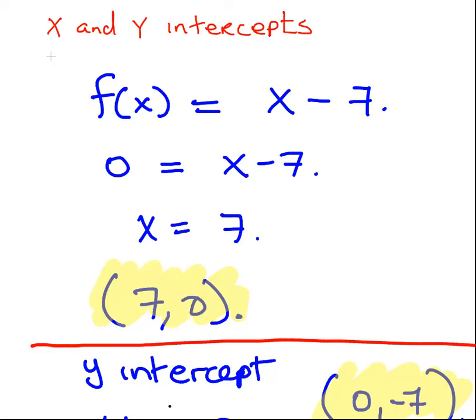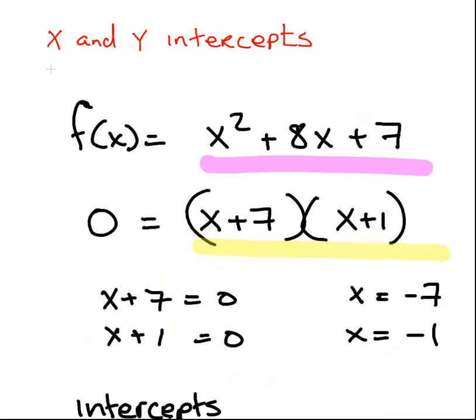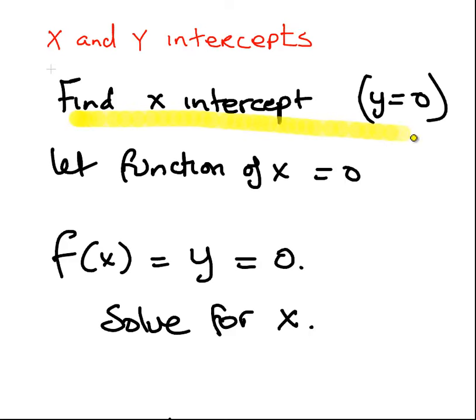Find the x-intercept and y-intercept. Let's recap for that second one. To find the x-intercept, remember where it crosses the x-axis, where y is equal to 0, we let the function of x equal to 0 and solve for x. And that is it. That's x and y intercepts.